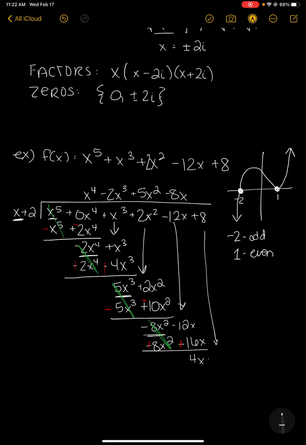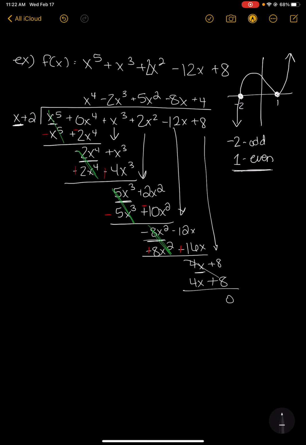Bring my 8 down. All right, x times what gives me 4x? Well, that would be a 4. 4 times x is 4x. 4 times 2 is 8. We see that everything cancels. My remainder is 0. So we know that x plus 2 is a factor, which we already know because of the graph. And so then we're going to take that quotient and divide it by the other factor that we know.